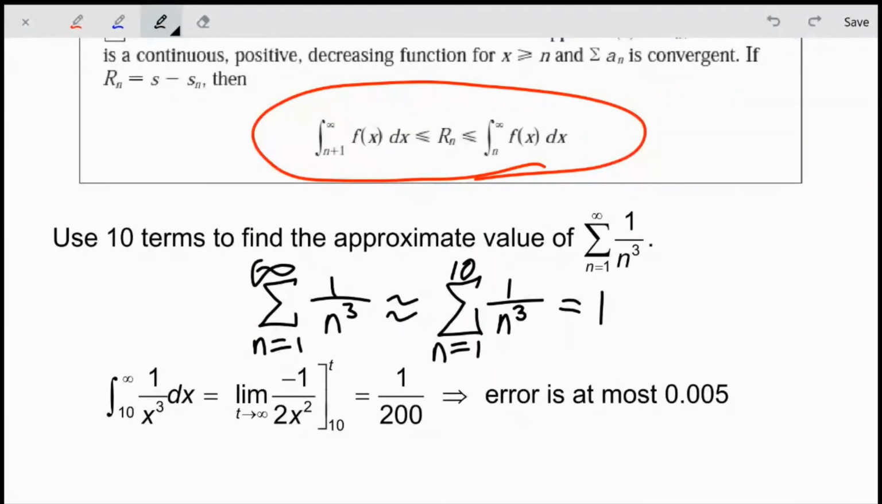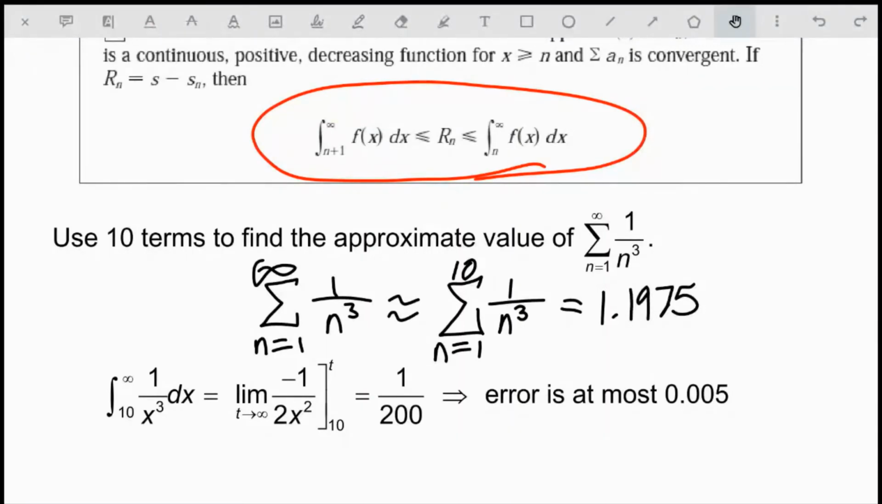So if I were to do this and just add up the first 10 terms, I'm going to get about 1.1975. Let me rewrite that. It's a little sloppy there. 1.1975. Okay, so that is essentially what I'm saying. My series is roughly adding up to about 1.1975.